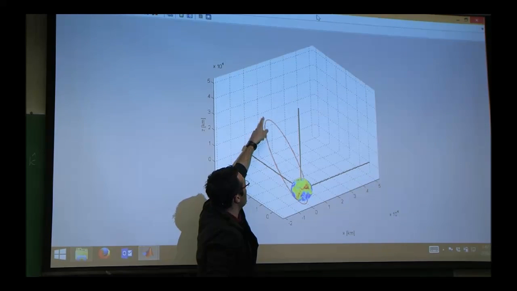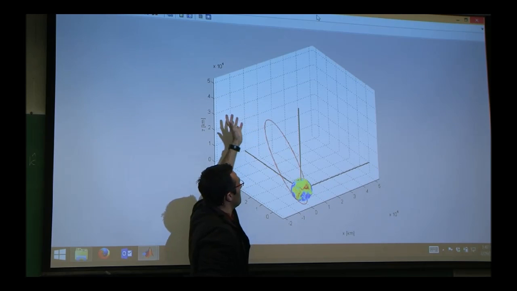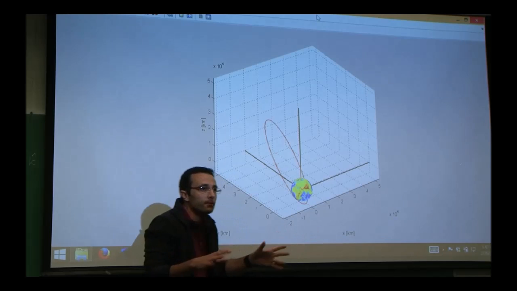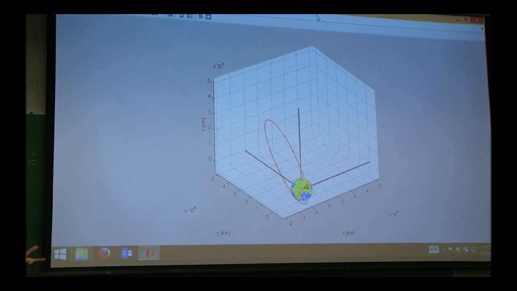Up here you slow down, and the orbital parameters have been chosen so that your velocity tries to match the velocity of the planet for as long as possible. Of course, it's not ideal, it's not a geostationary orbit, but it does spend quite a bit of time on the geographical location that you want.